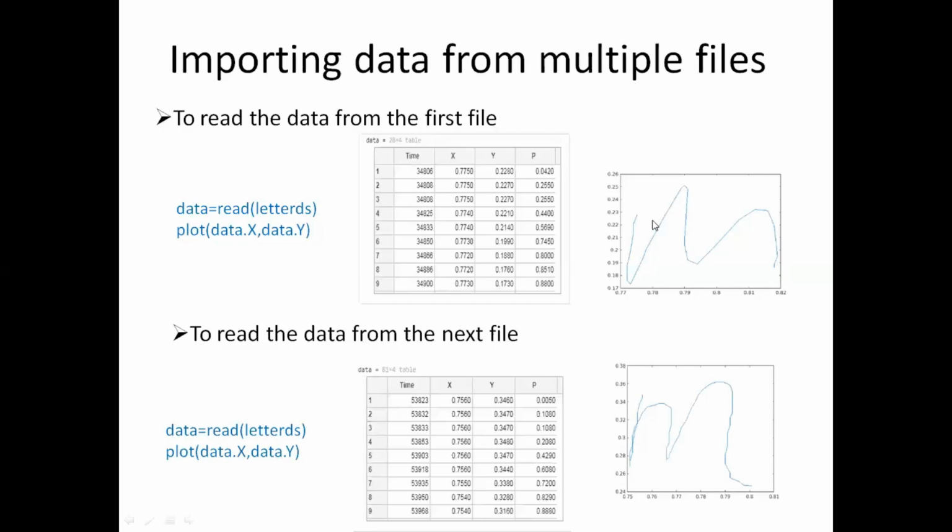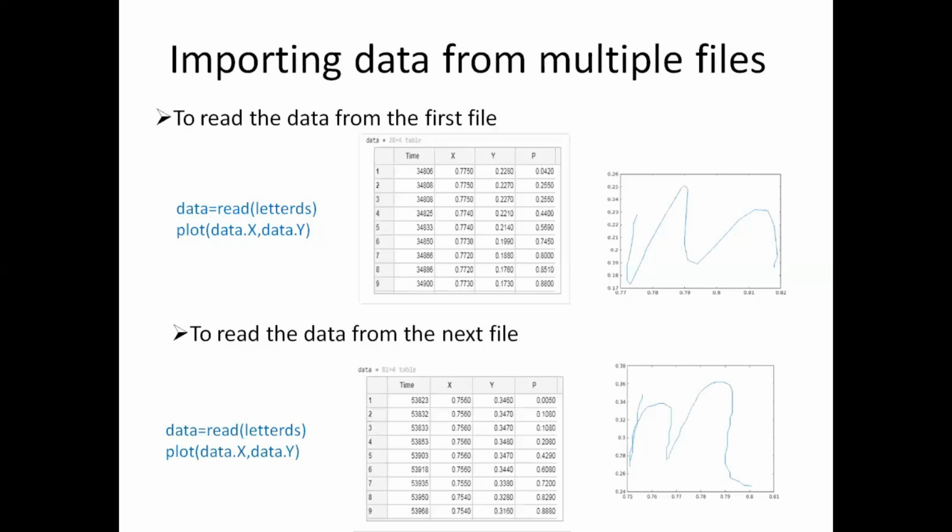As you can see the difference between the two plots, this particular letter M is written by two different people, so you can see the handwriting style is different in both cases. To individually read the data from the files, you can follow the same steps repeatedly. That will load the data from the individual files.